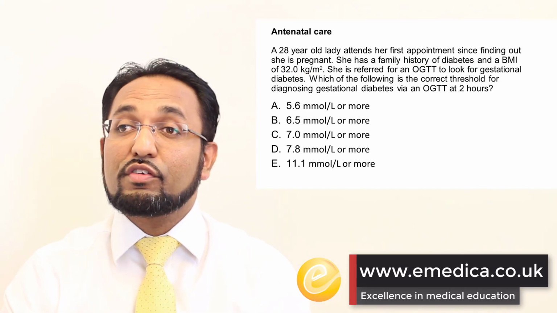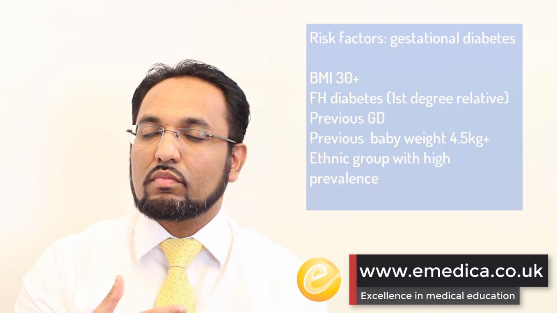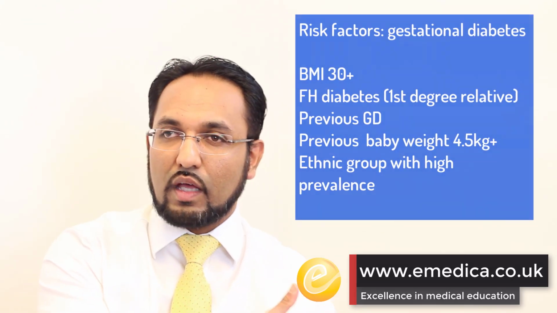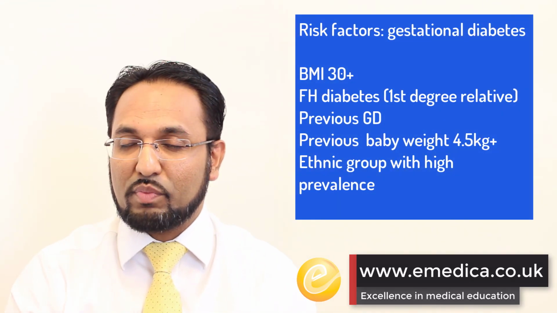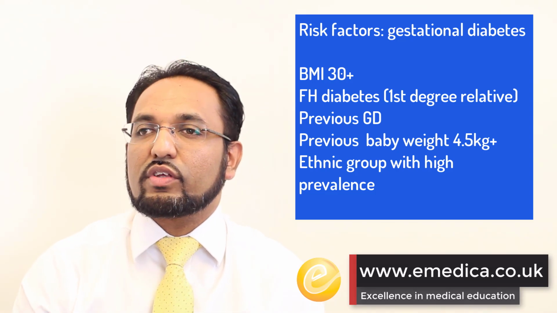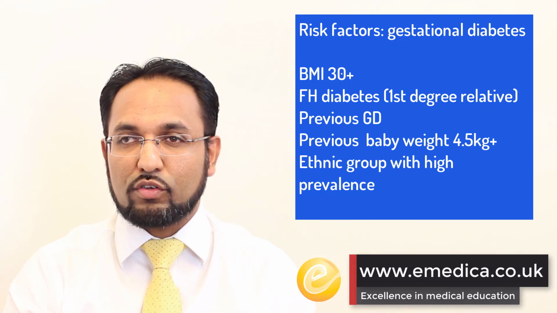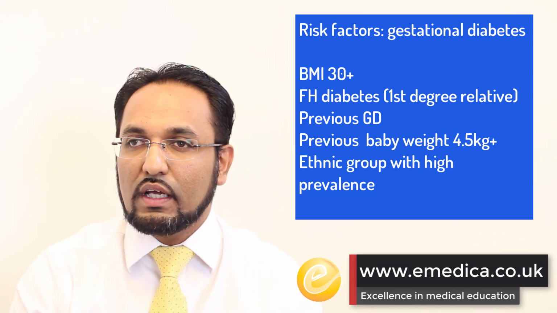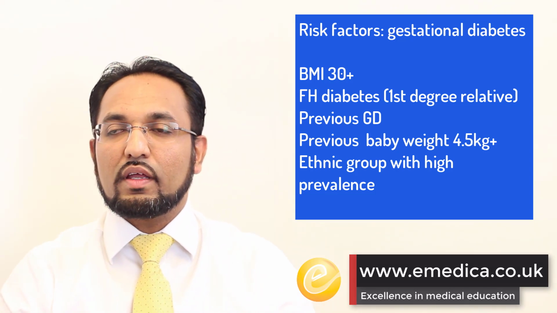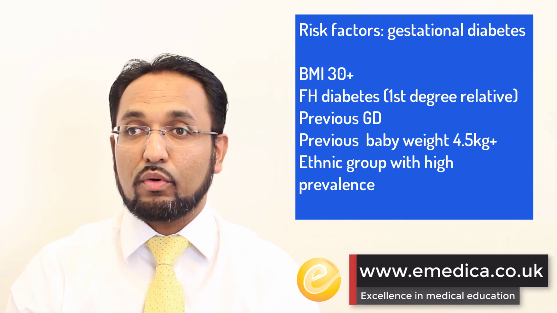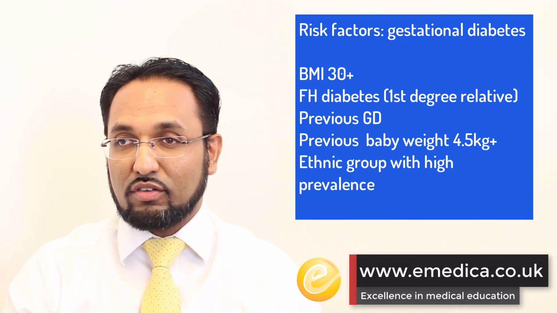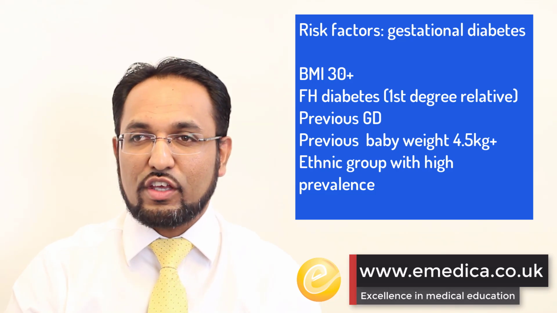Okay, a couple of the other risk factors: having a previous episode of gestational diabetes in a past pregnancy. That doesn't apply to this lady; it's her first pregnancy. But also having a previous macrosomic baby with a weight of 4.5 kilograms or more, and finally being from an ethnic background with known high prevalence of diabetes, for example, Afro-Caribbean or Asian. So these are some of the risk factors for gestational diabetes.